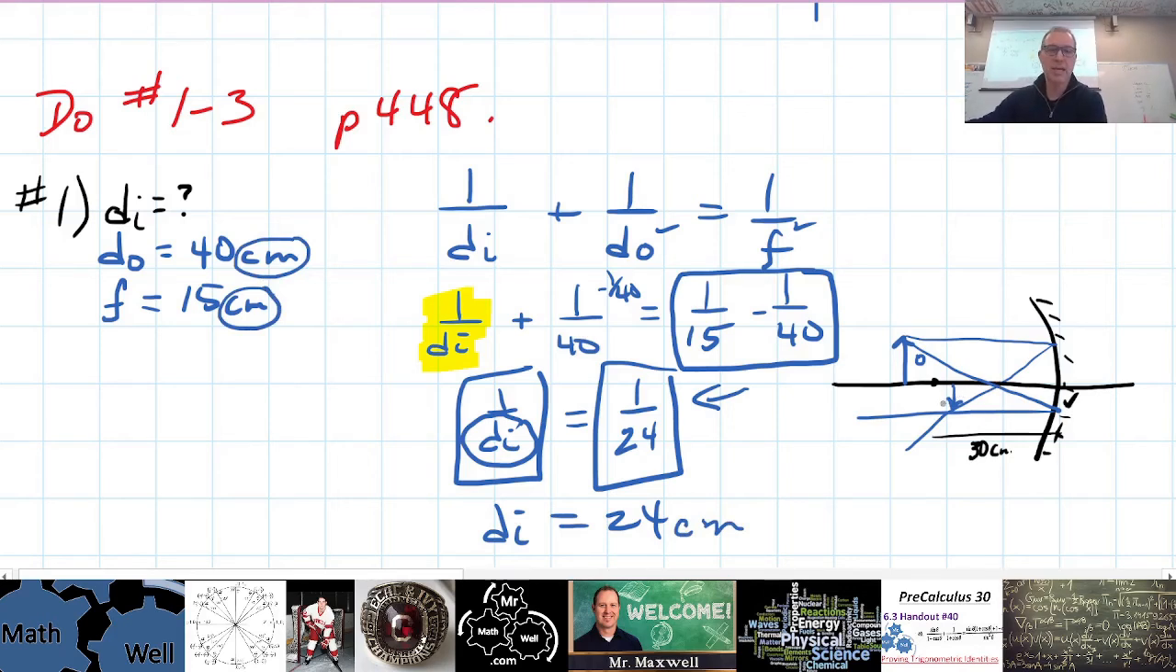Now, if we're trying to find the height of the image, you would need to know the height of the object. So, okay. Any questions about that?